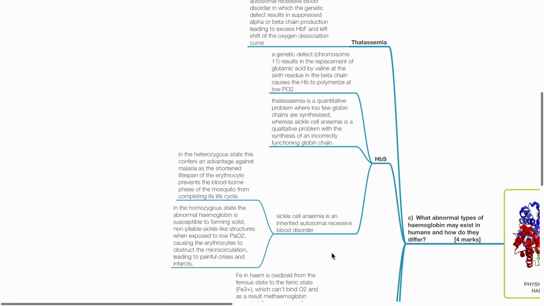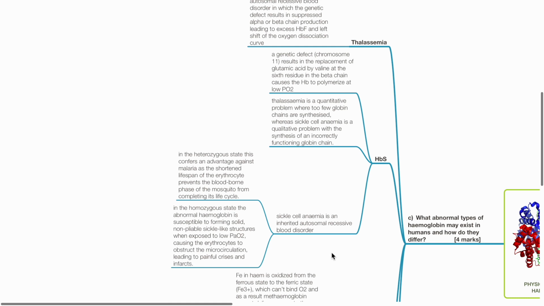In sickle cell anemia, a genetic defect on chromosome 11 results in the replacement of glutamic acid by valine at the 6th residue in the beta chain, causing hemoglobin to polymerize at low PO2, also known as sickling. Thalassemia is a quantitative problem where too few globin chains are synthesized, whereas sickle cell anemia is a qualitative problem with the synthesis of an incorrectly functioning globin chain. Sickle cell anemia is inherited in an autosomal recessive manner.